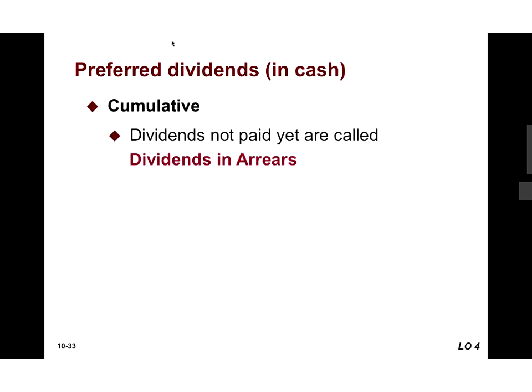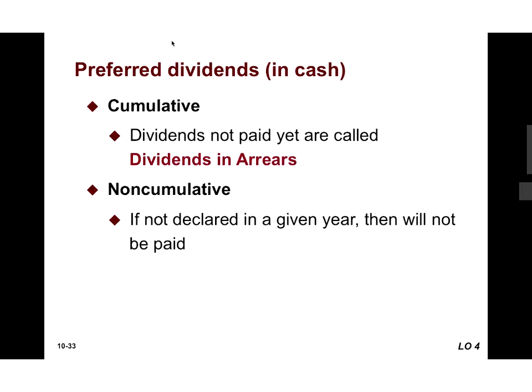Preferred stock can have one of two features. This is an either or. Preferred stock can be cumulative, which means dividends not yet paid are called dividends in arrears, or they could be non-cumulative. Preferred stock kind of functions like debt. Those preferred stockholders have to be paid before the common shareholders can get paid.